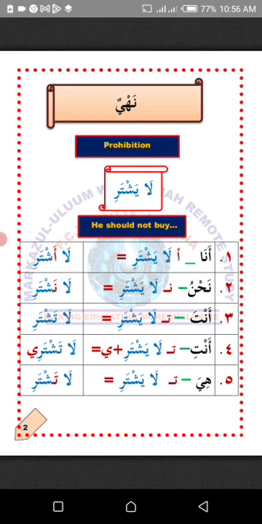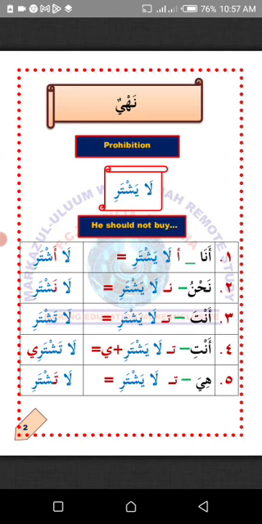Thalatha, number three, anta, you, representing a single male person. So how do we now change the verb لا يشتري to suit anta? All you need to do is to detach yaa and attach taa. So the verb لا يشتري will now become لا تشتري, which means don't buy.